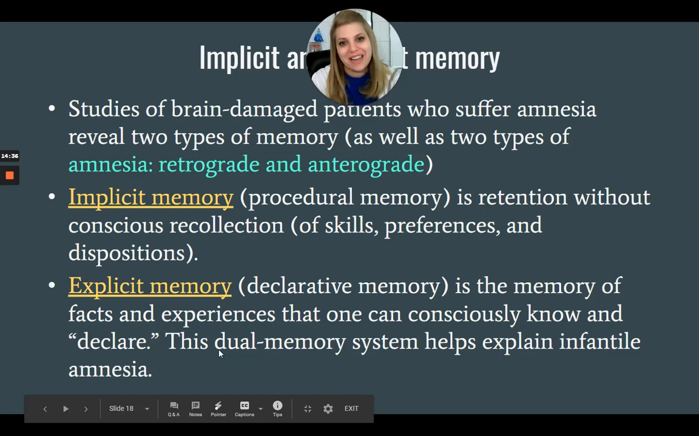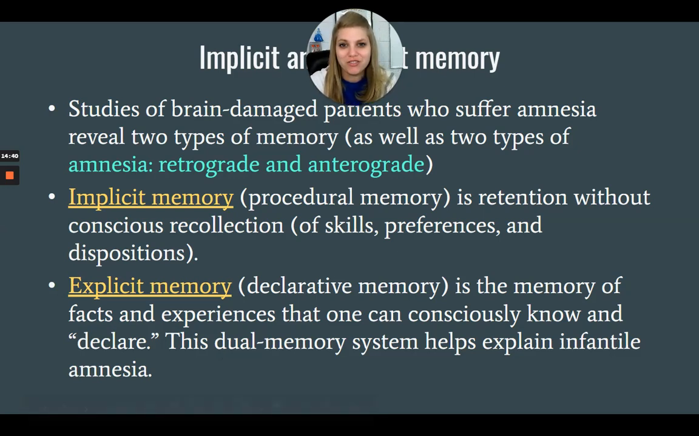So last thing for today then, talking about implicit and explicit memory as well as our different types of amnesia. Implicit and explicit memory actually helps us to understand some of the different kinds of amnesia that can take place in a person. Amnesia is a sudden loss of memory, and this typically takes place because of some kind of traumatic brain injury.